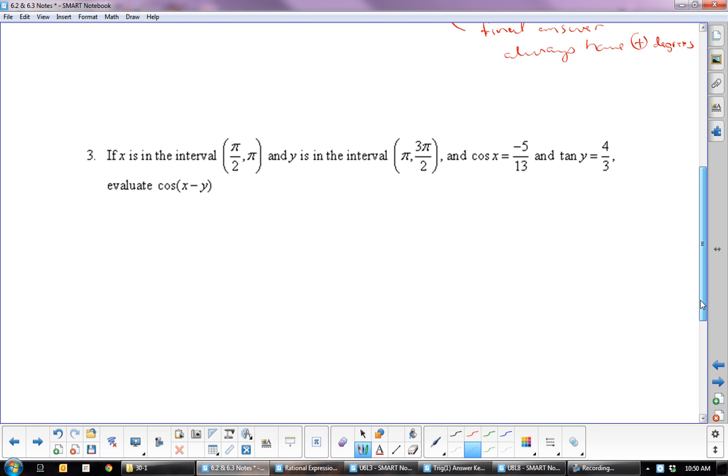Okay, so if we are in the interval pi over 2 to pi, and that's where x is, so x is in quadrant 2, and it says y is in quadrant 3. And it says cos x equals negative 5 over 13, tan y is 4/3. So it wants us to find out what is cos(x minus y). Well, let's just write down the formula. Cos(x minus y) equals cos x cos y minus sine x sine y.